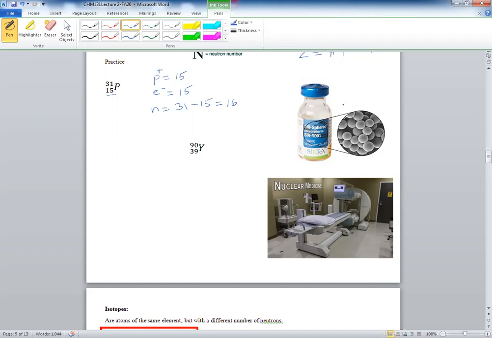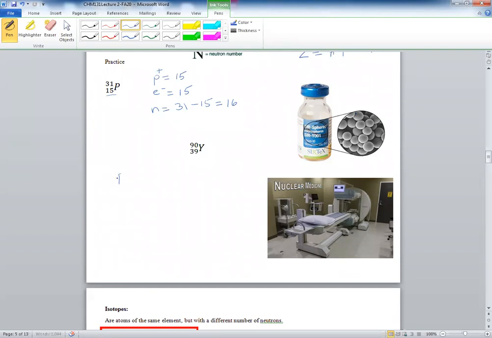If you notice here, there's always this section in the hospital called nuclear medicine, because again, it uses what we call radioactive isotopes and their radiations to kill cancer cells. So let's look at yttrium 90.